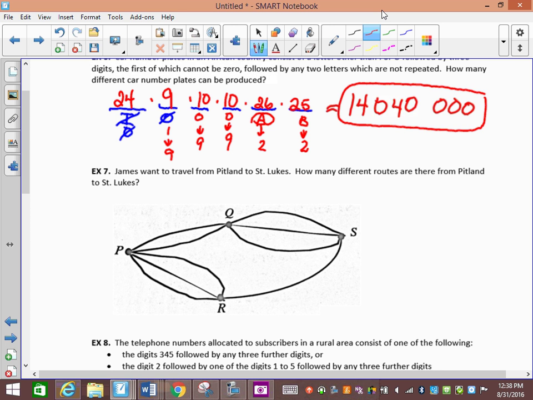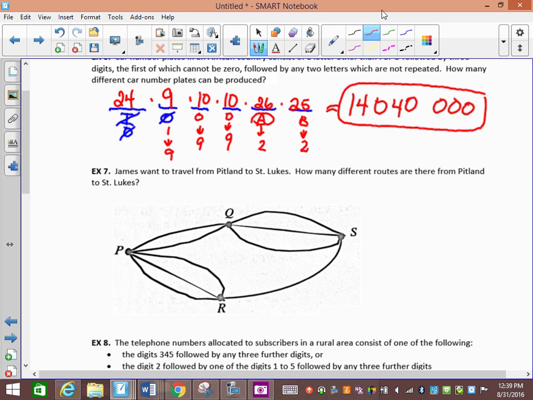So James wants to travel from Pitland to St. Luke's. How many different routes are there from Pitland to St. Luke's? Now on this one, people will be like, I don't know how this fits in this unit whatsoever. You can use the fundamental counting principle to answer this, or you could literally just count pathways. I've seen this on the 30 diplomas. I haven't seen it on 30-1 yet. It's on the ultra zone, but it can come if it's fundamental counting principle. However, you could just count them.